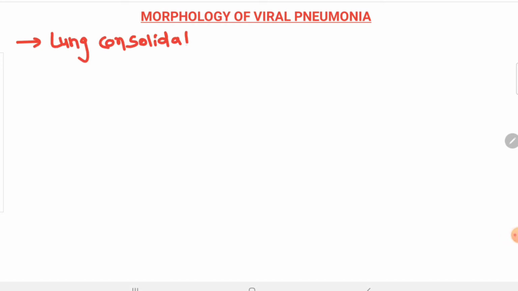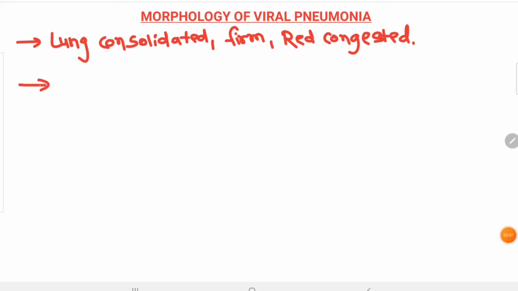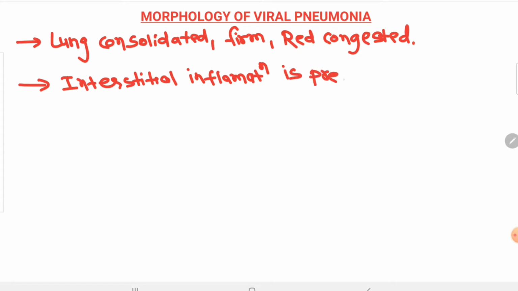So friends, in viral pneumonia, lungs are consolidated like in bacterial pneumonia. The lungs are firm, red and congested because of inflammation, right? Now here the characteristic feature in the morphology of viral pneumonia is the presence of interstitial inflammation. The inflammation is mainly in the interstitium. So that is the predominant feature of the morphology of viral pneumonia.